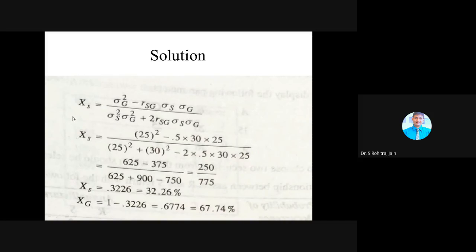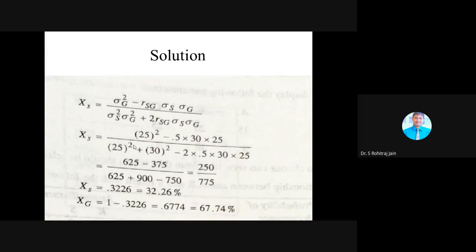Now, first thing is XS, that is the proportion of funds that has to be invested in SAL. So sigma G square minus correlation coefficient that exists between S and G, standard deviation of SAL and standard deviation of G, whole divided by sigma S square plus sigma G square plus 2 into correlation coefficient between S and G into standard deviation of S into standard deviation of G. See here, this entire thing in the numerator remains the same here. Okay, so only 2 will be added here.